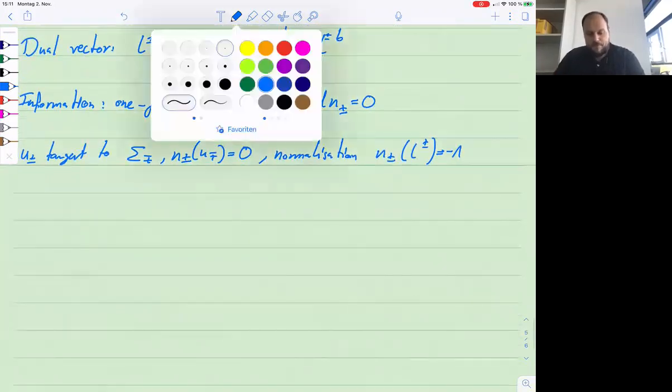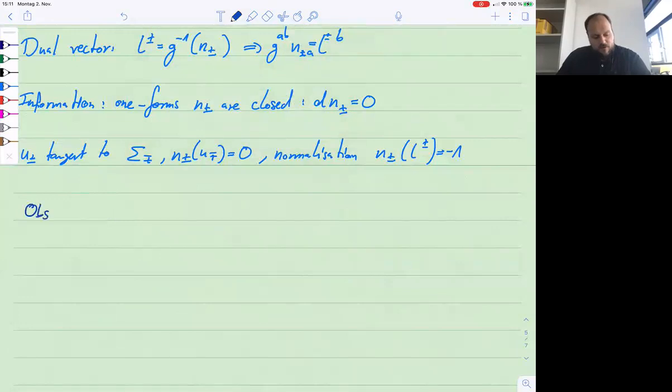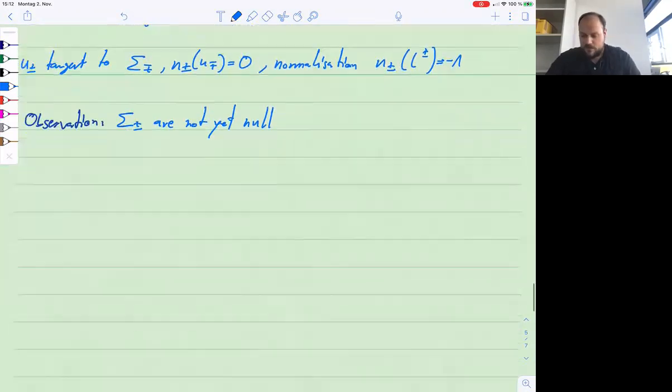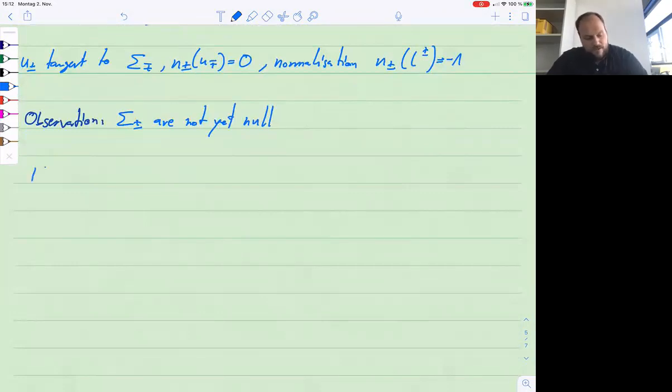But we have an observation here. And the observation is that those sigma plus minus are not yet null. They're just arbitrary. But we have now to construct it such that they become null, because then those Ls will become the null congruences, and we can probe the light cone structure, the causal structure here. So how do we do that? So now take sigma plus minus to be null.